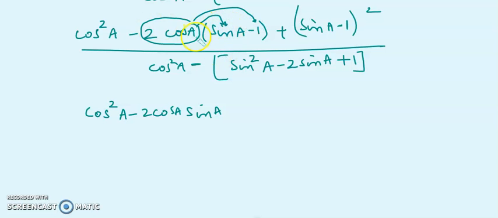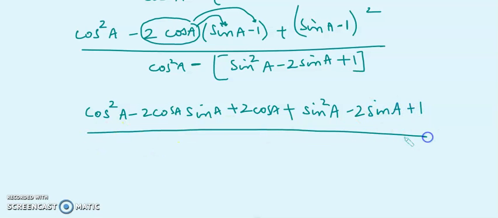Right? So that's what I said. I'll be opening it up. So minus into minus plus 2 cos A. I'm opening the next bracket. Now here A is sine A and B is 1. So sine square A minus 2 sine A plus 1. Whole divided by denominator, also I'm opening. So cos square A minus sine square A plus 2 sine A minus 1.